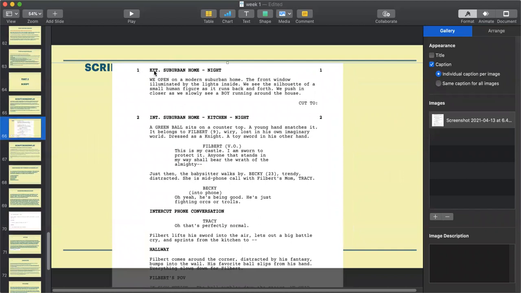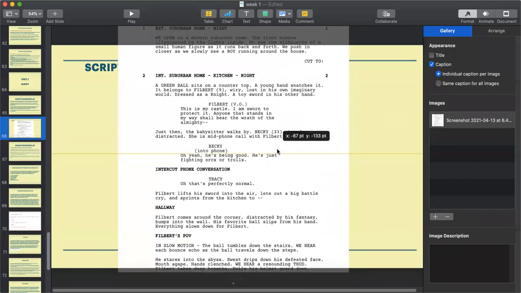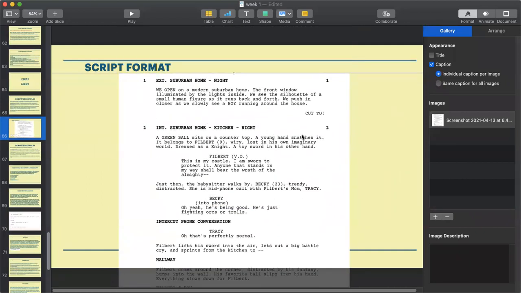EXT means external. Okay. Suburban home. So this is one part. This is how a script looks like. I will explain each of these parts properly, but this is how a script basically looks like.